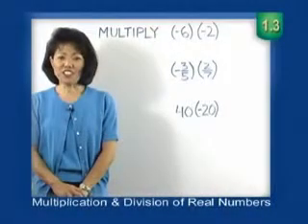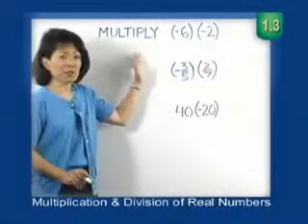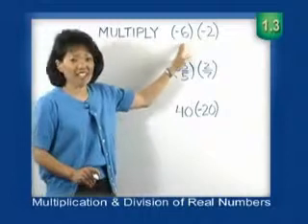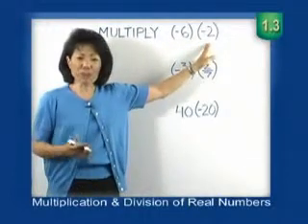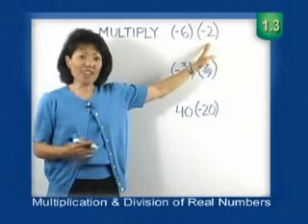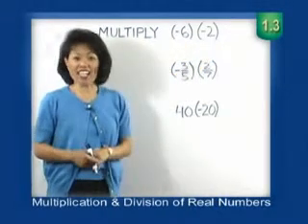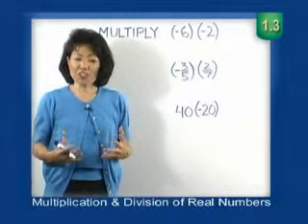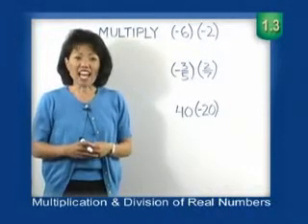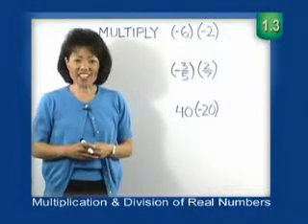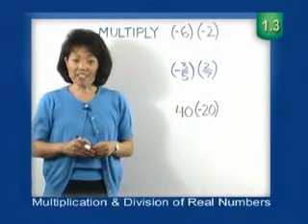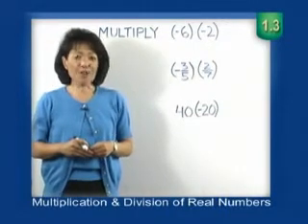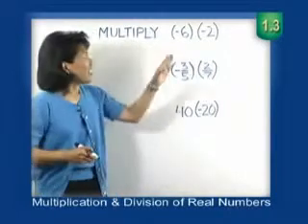Let's look at our first set of problems. We're going to multiply -6 times -2. Now remember, the rules for multiplying and dividing are a lot easier than for adding and subtracting. All you have to remember is the following. Count the number of negative signs. If there's an even number, the product is positive. If there's an odd number, the product is negative.